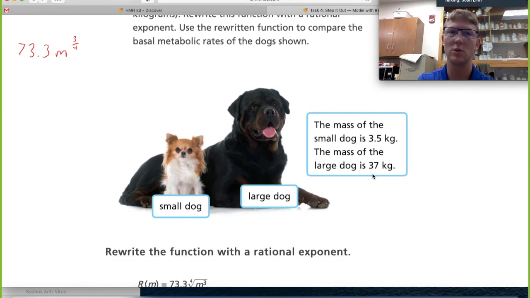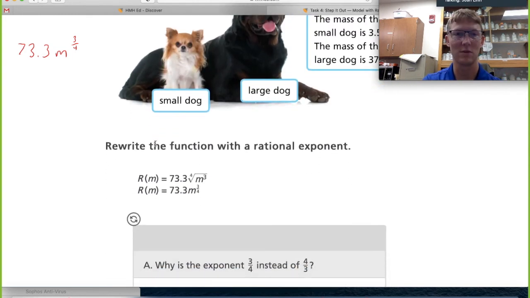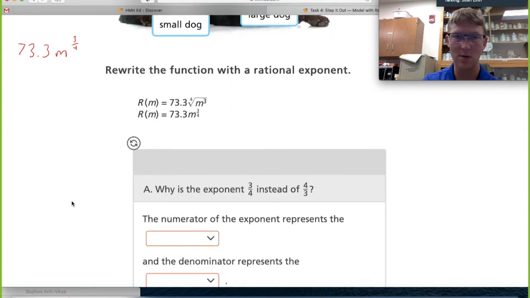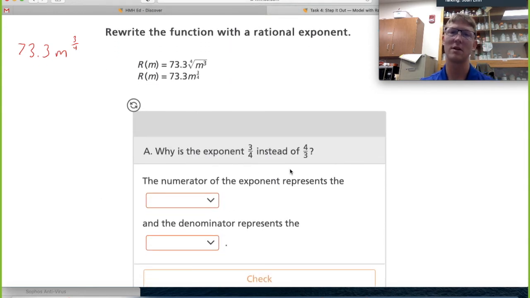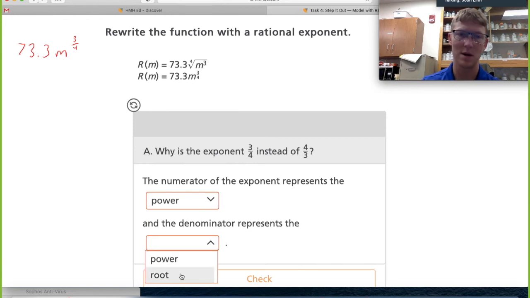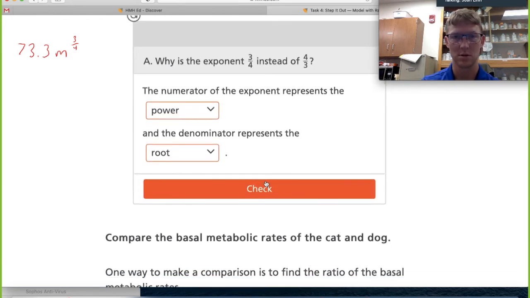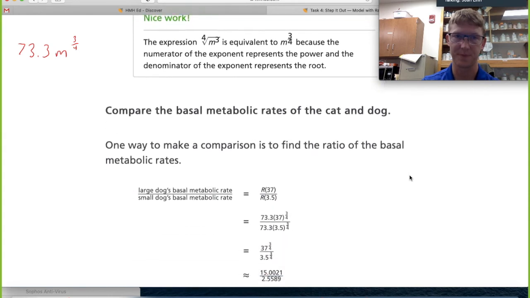So then we can use that. We can compare the mass of the small dog, which is 3.5 kilograms. We just plug that into here. Mass of the large dog is 37. Plug that in for m, and bam, we've got it. So this is what we already figured out. Why is it 3 over 4 instead of 4 over 3? The numerator of the exponent represents the power, and the denominator represents the root. Don't get those mixed up.